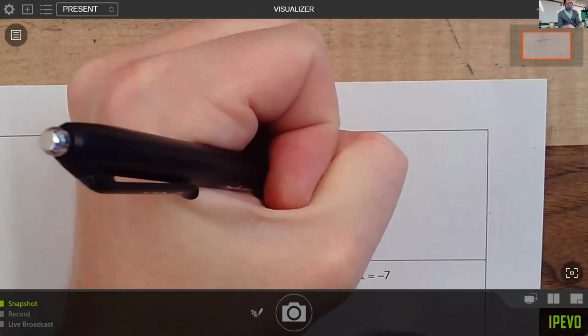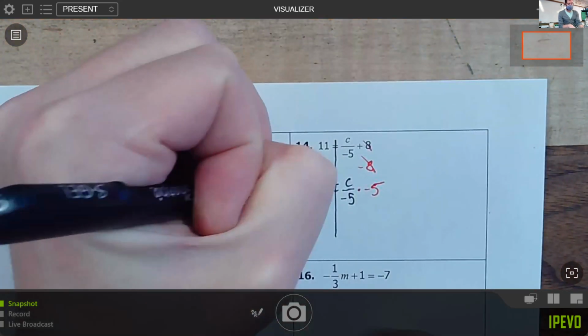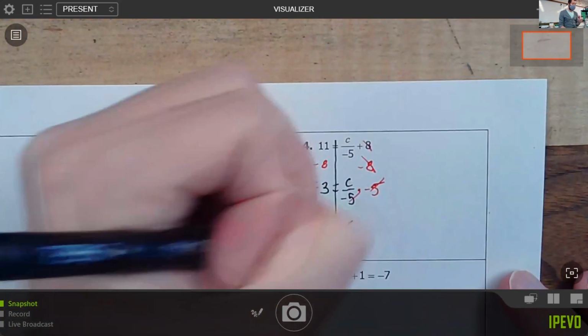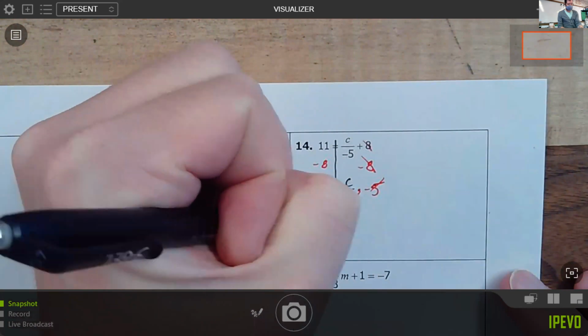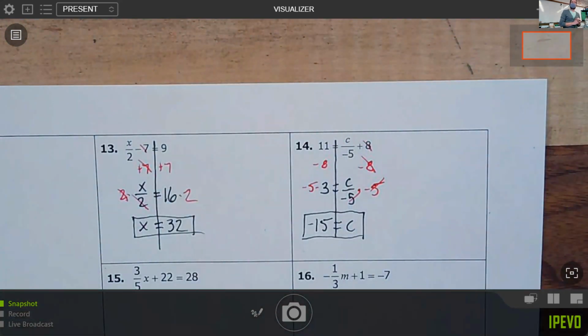Multiply by negative 5, yeah. C is being divided by negative 5. We have to undo that division by multiplying by the same thing. So negative 5's cancel out on the right-hand side. We're left with our variable on the right, c. Negative 5 times 3 is negative 15. So c is equal to negative 15. That's it for problem number 14.